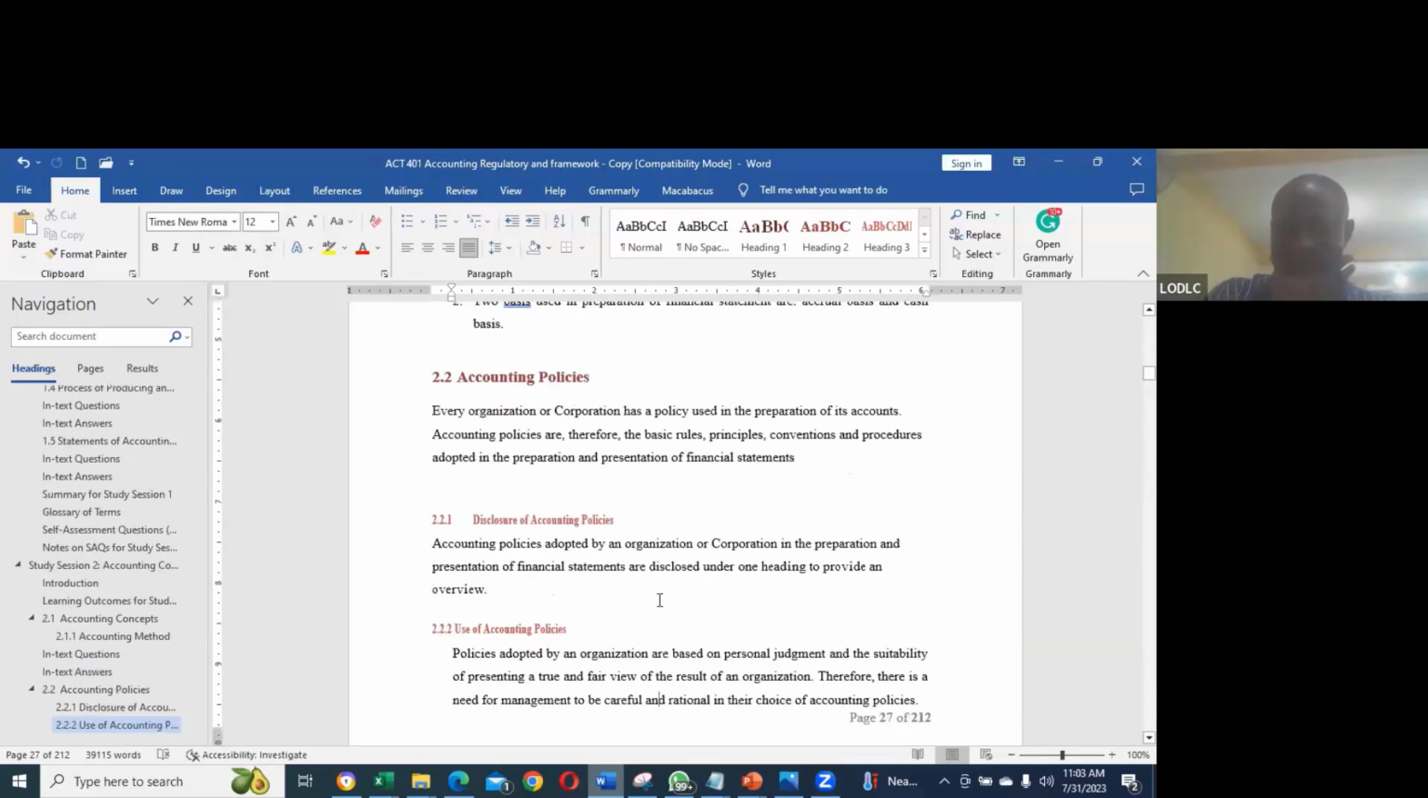So accounting policies: every organization or corporation has a policy used in preparation of its accounts. So we have different policies. That is why I said at the initial stage of this lecture that judgment is allowed. There are some items that may not be discussed in IFRS or the framework. You can use your own judgments.